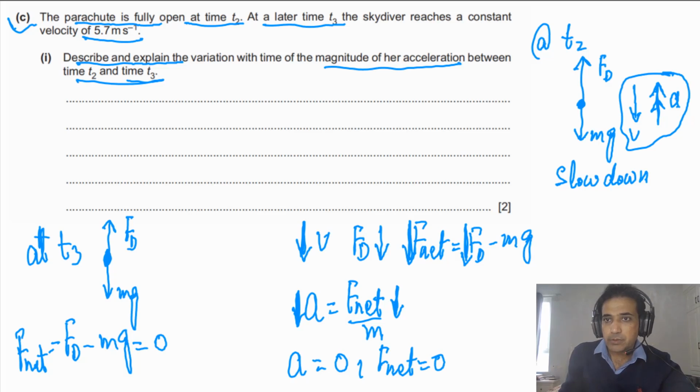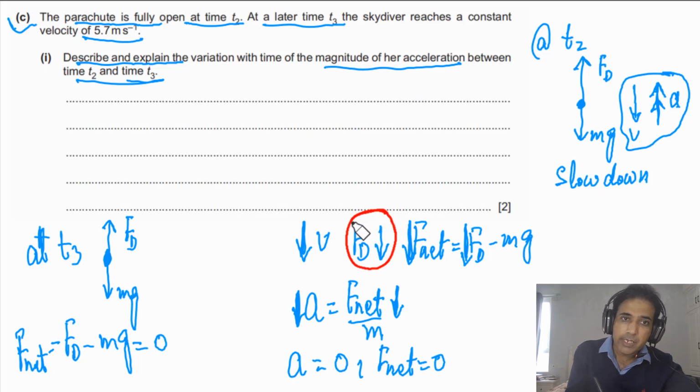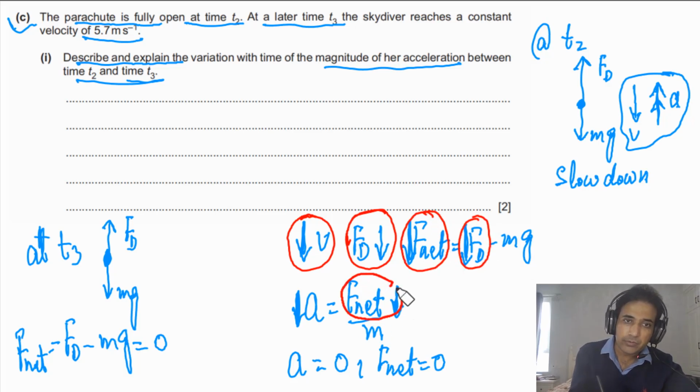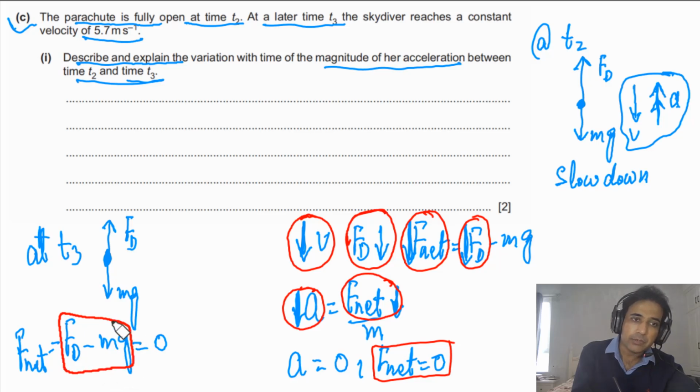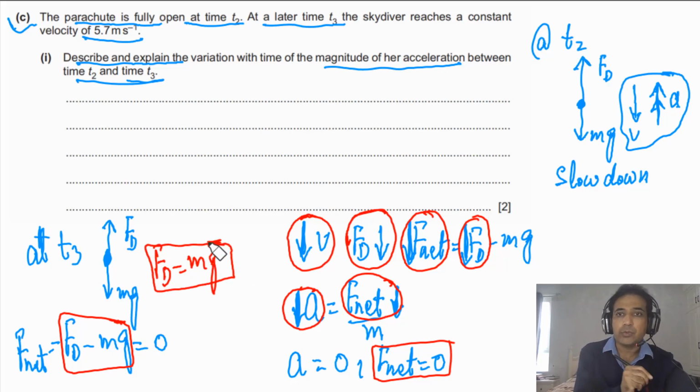So how can we answer this one? First of all, we can say drag force decreases. Why does this decrease? Because the speed decreases. When speed decreases, drag force will decrease. When drag force decreases, Fnet will decrease. As Fnet decreases, acceleration will decrease. And finally, Fnet will be equal to 0. It means that Fd minus mg will be equal to 0, or simply we can say Fd will be equal to mg. So this we can include in our answer.